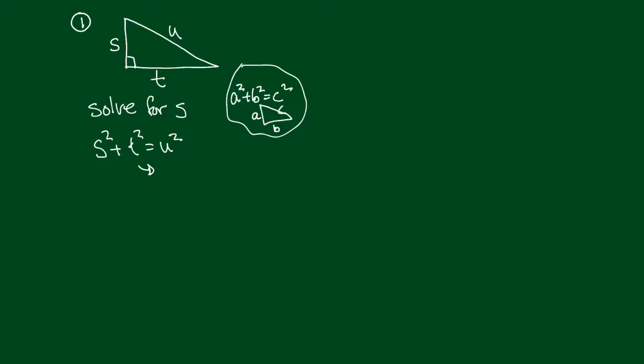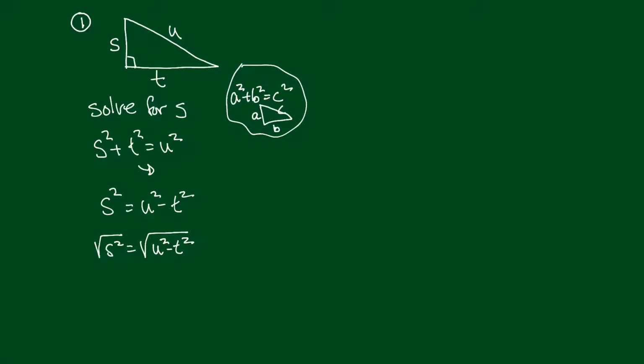We want to solve this for S, so let's subtract T squared from both sides. That'll give us S squared equals U squared minus T squared. And now I've got S squared, so what I'm going to do is take the square root of both sides. That will give us the square root of S squared equals the square root of U squared minus T squared.